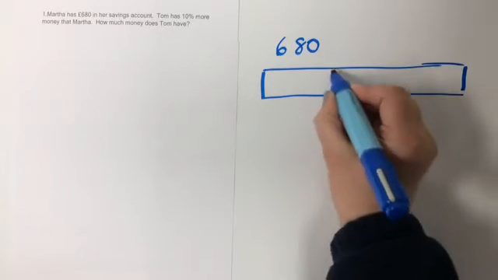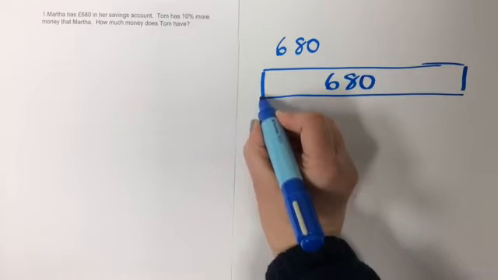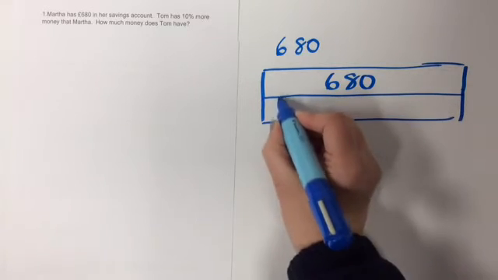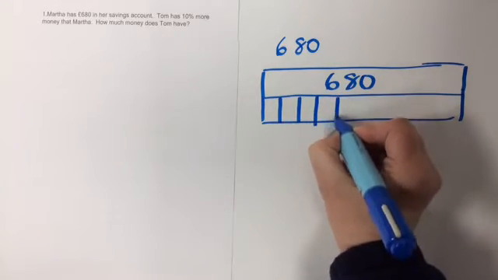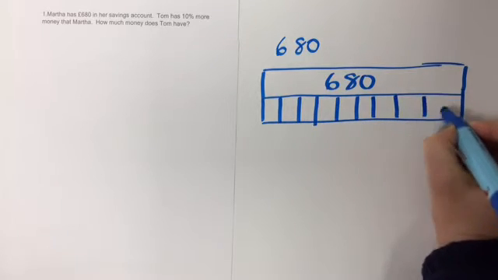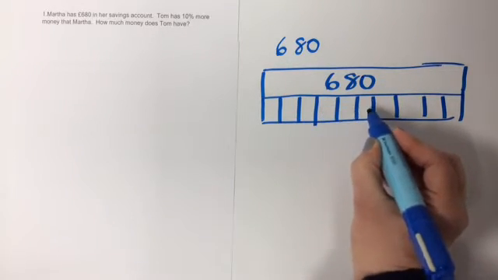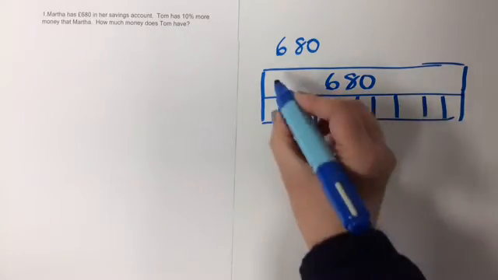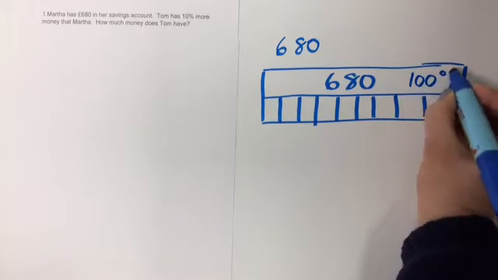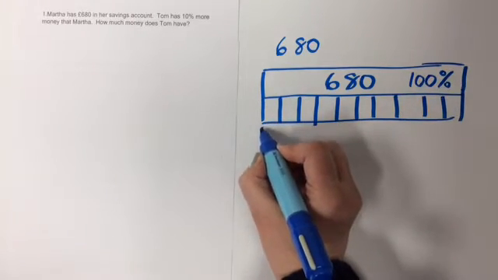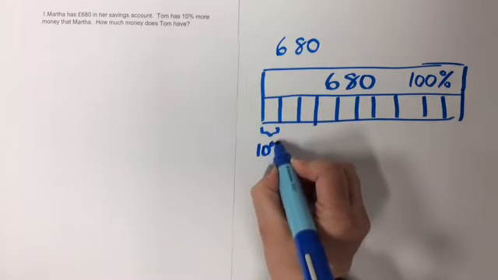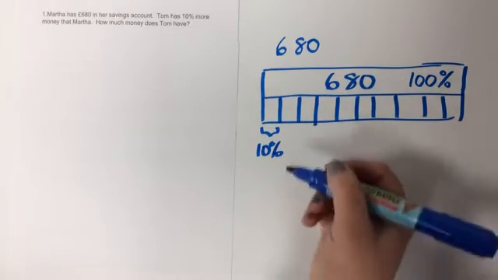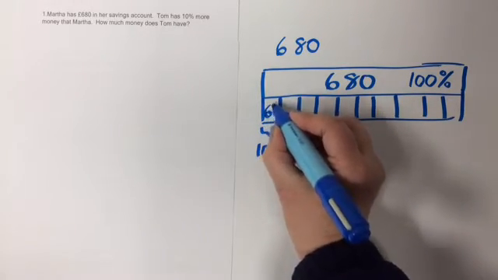So that's the 100% is 680. And we need to find 10% of that. So we're going to have to go to 1, 2, 3, 4, 5, 6, 7, 8, 9, 10 sections. So we're going to find 10, that's 100%. So one of these will be 10%. So a tenth of this means dividing 680 by 10. So each one of these will be 68.